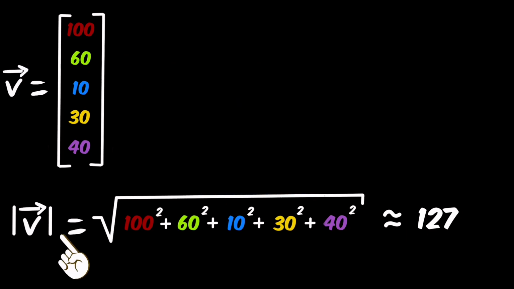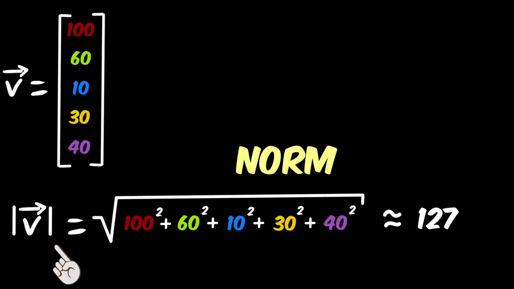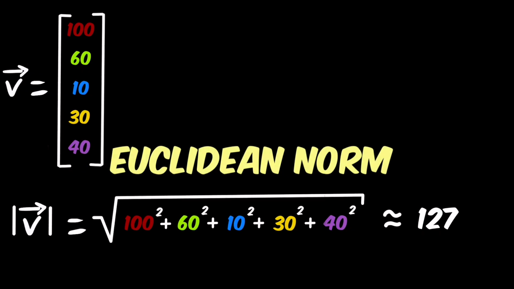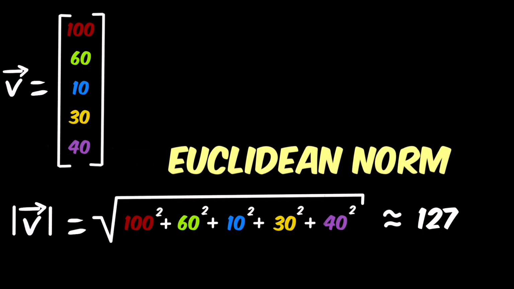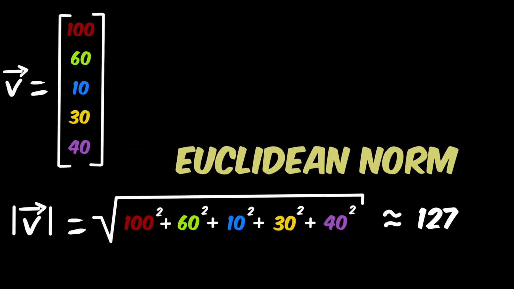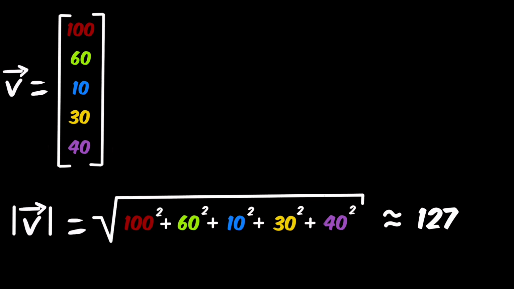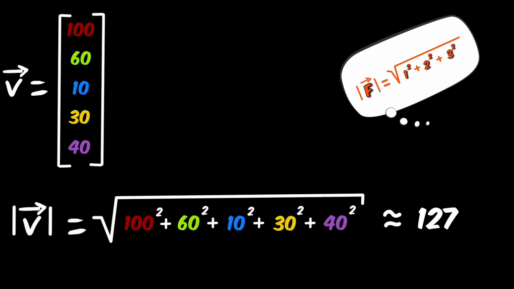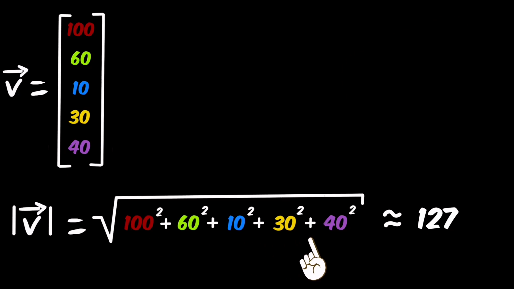Mathematically, this length is called the norm of the vector. In this case, it is the Euclidean norm, the standard length in Euclidean space. That means the space you are familiar with. This is exactly the same idea you saw earlier in 3 dimensions, just extended to 5 dimensions. To distinguish this norm from the absolute value of a number, we generally use 2 vertical bars.